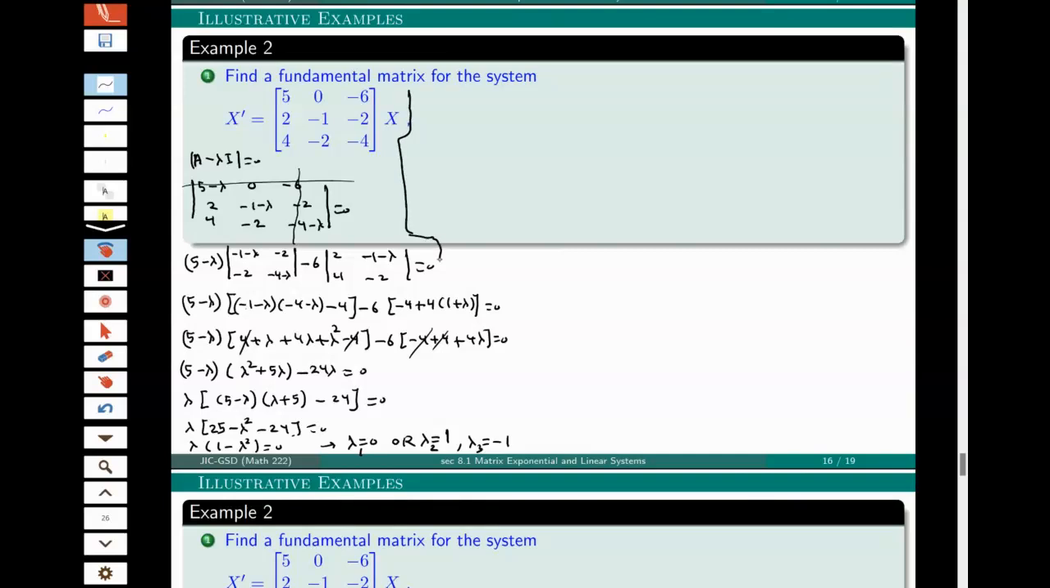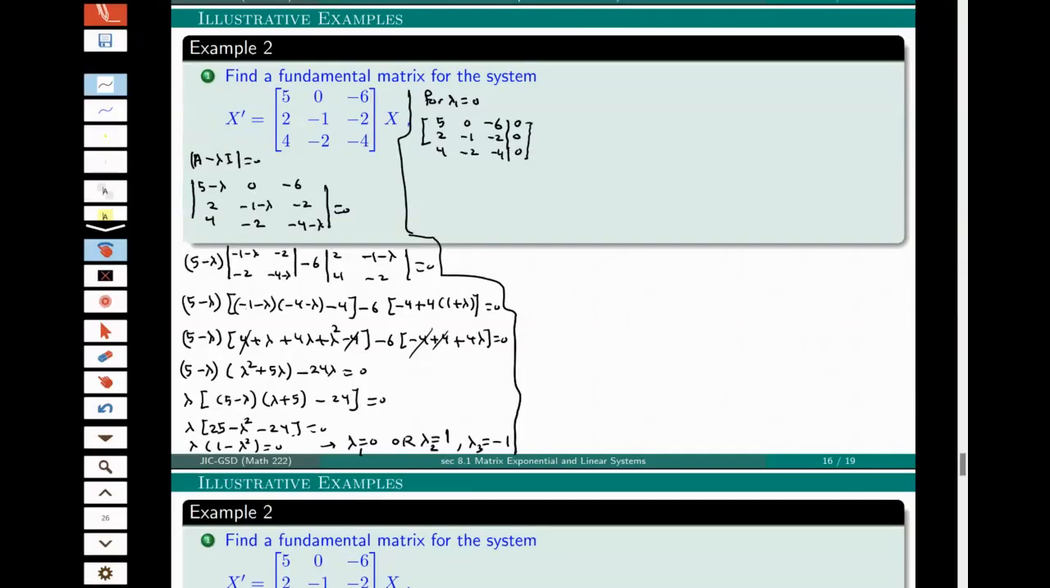So I have different eigenvalues. For each I will have an eigenvector. So I will say for lambda 1, which is equal to 0, we will replace lambda here by 0. We will get 5, 0, minus 6, equal to 0. That's 2, minus 1, minus 2, 0. That's 4, minus 2, minus 4, 0.